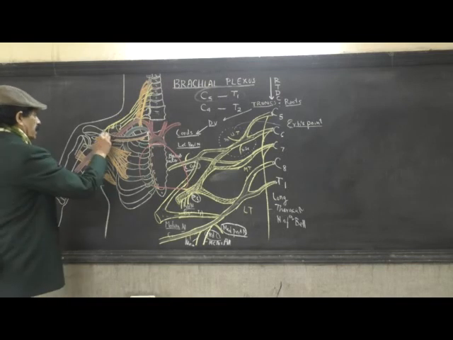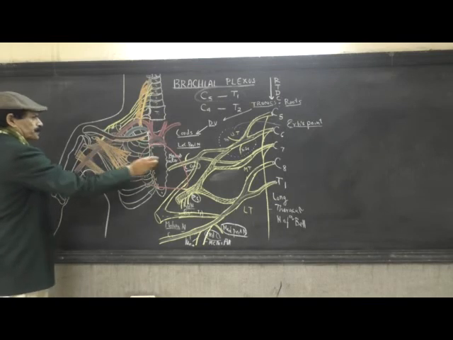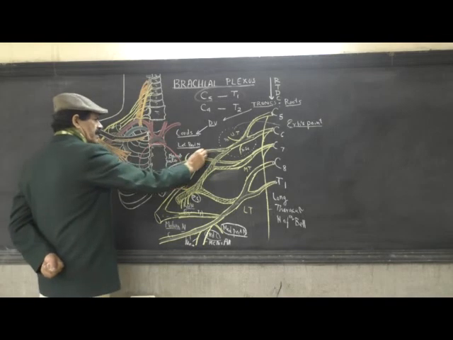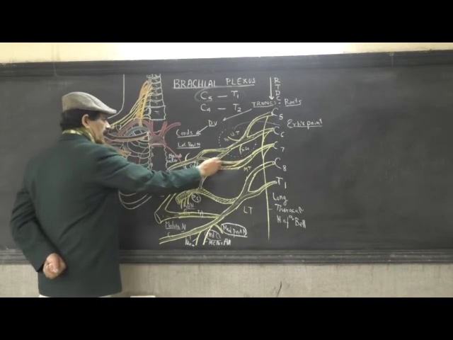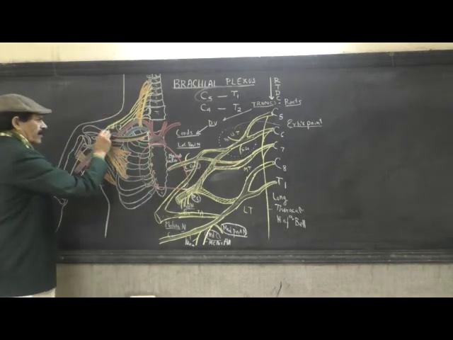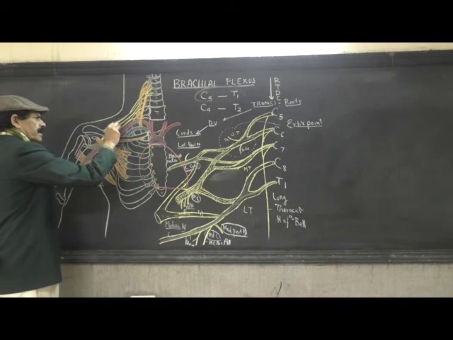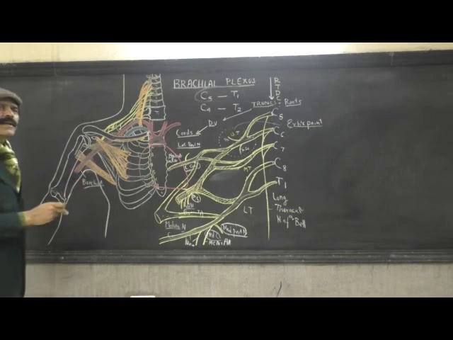And a cord is formed here, the lateral cord, by the union of C5-C6 in the upper trunk and the anterior division of the middle trunk. The lateral cord is formed by the contribution of the upper trunk and the middle trunk. It lies lateral to the first part of the axillary artery.